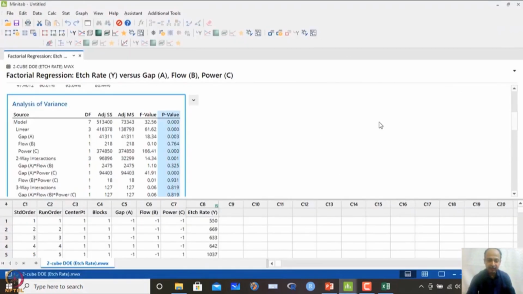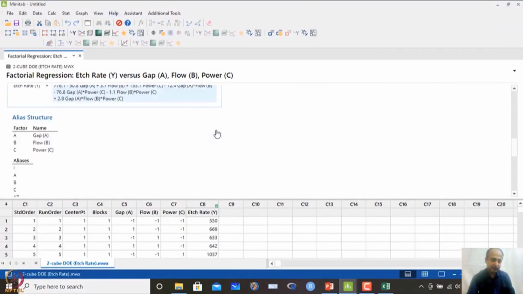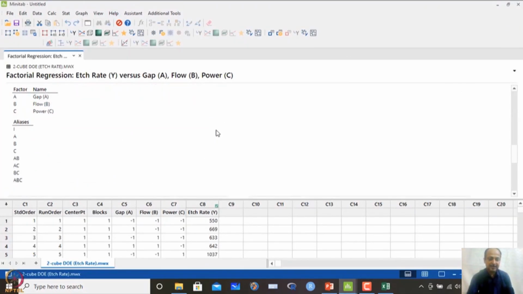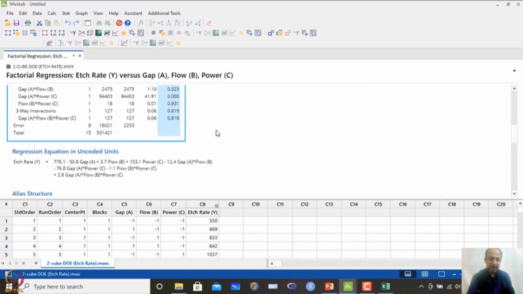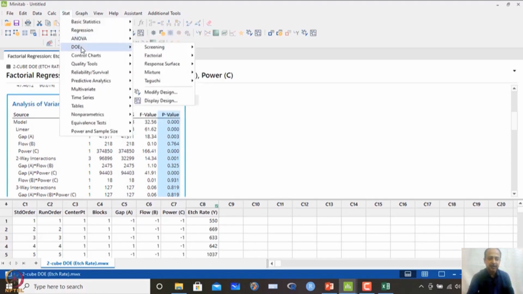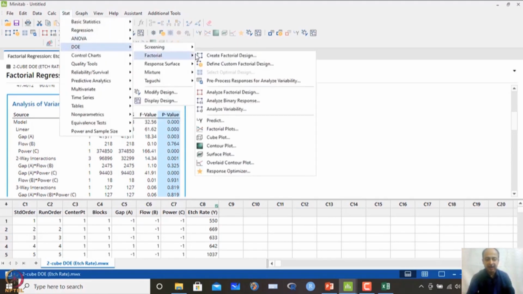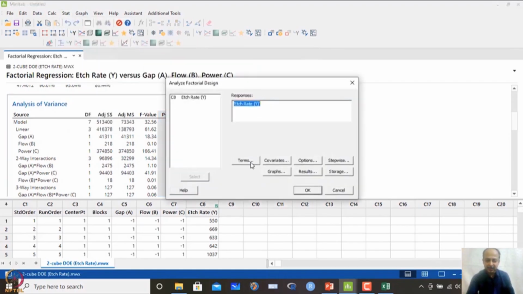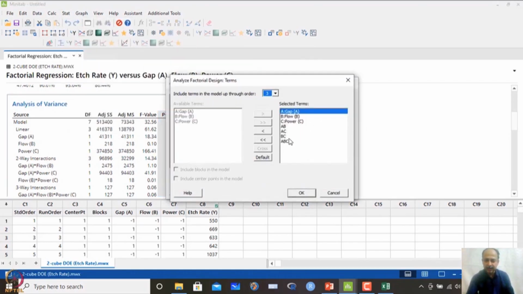So now we know that A, C and AC are the important factors to consider over here. So what we will do is minimize or eliminate the unnecessary terms that we are getting over here. So analyze factorial design. In this case, in terms of terms, what we will do is go up to second order terms over here.